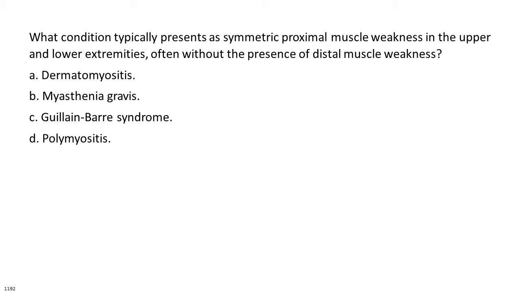What condition typically presents as symmetric proximal muscle weakness in the upper and lower extremities, often without the presence of distal muscle weakness? A. Dermatomyositis. B. Myasthenia gravis. C. Guillain-Barré syndrome. D. Polymyositis.